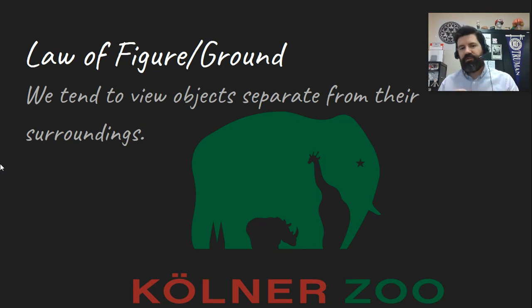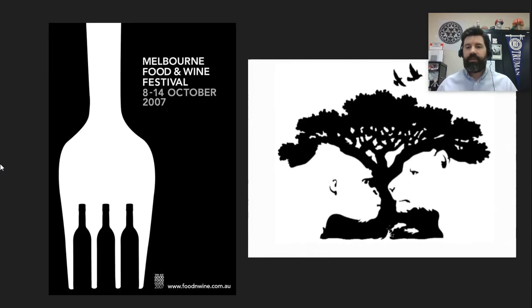And, is the figure supposed to be in black? In which case you would see a giraffe and a rhino. Is the figure supposed to be in green? In which case you can see an elephant. Playing with that can lead to some really creative results, right? Here's some more examples of playing with figure and ground and how your mind goes back and forth between the object and the surroundings. This really creative food and wine festival in Australia, or this, again, Wildlife Federation with the play on with different animals in the tree.